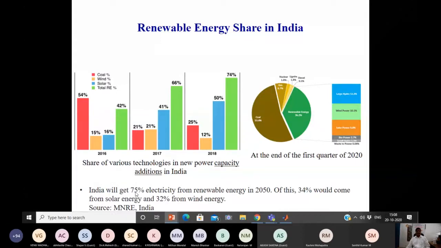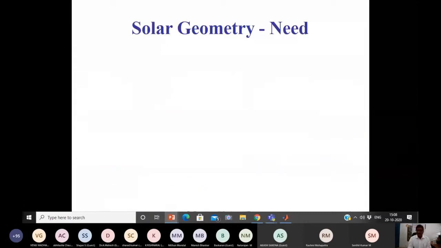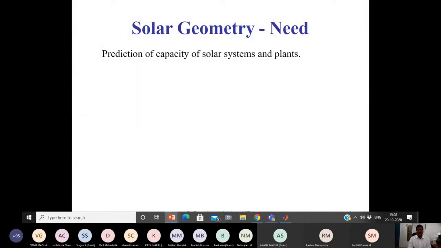According to the predictions, India will get 75% of its electricity from renewable sources of energy in 2050. Out of this 75%, the major role is solar energy. 34% would come from solar energy and 32% from wind energy. So this is the data we received from MNRE. According to the data, there is a scope for technology development in solar energy.